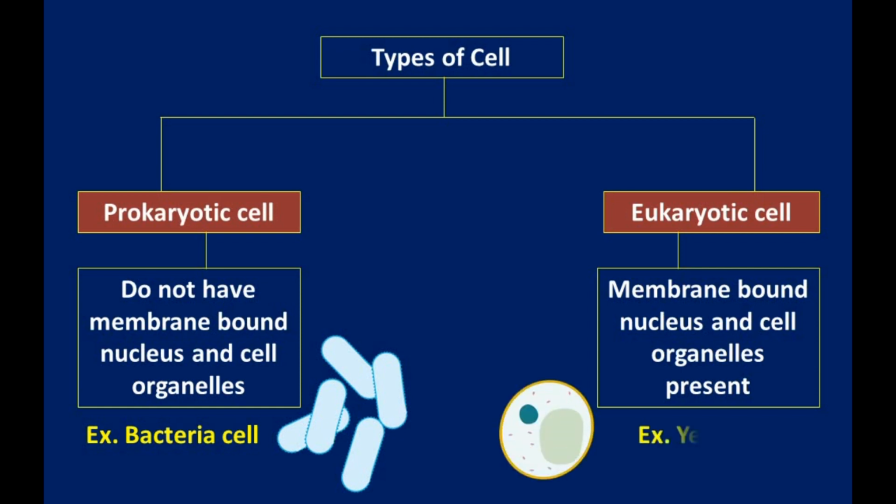Example of a eukaryotic cell is the yeast cell. This is unicellular, but the nucleus and cell organelles have a membrane. Without membrane, prokaryotic cells; membrane-bounded nucleus and cell organelles, eukaryotic cells. So on the basis of prokaryotic and eukaryotic cells, these organisms are classified. Example of prokaryotic cell, bacteria. Example of eukaryotic cell, yeast cell. This is a fungus.